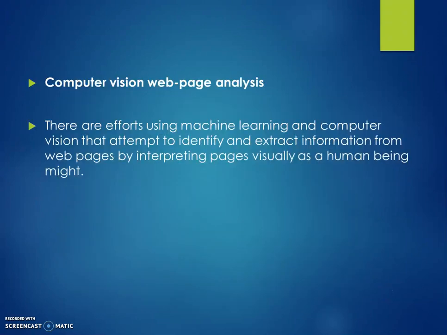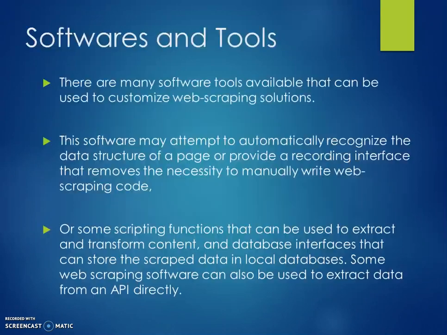Semantic annotation. Then computer vision web page analysis. Computer vision web page analysis is what a normal human being does when he sees a web page. That is, he sees it and he recognizes it. Similarly, we use sensors that see the web pages and scrape the contents out of it. That is the computer vision web page analysis. This is one. So there are many. These are all man-made methods.